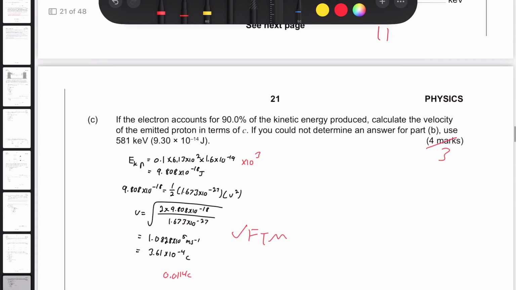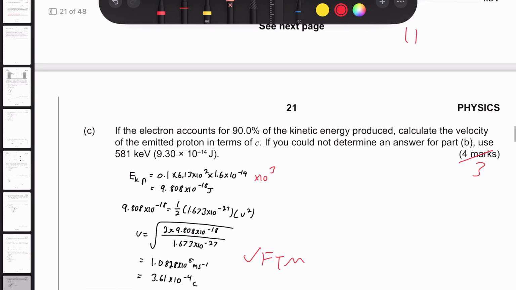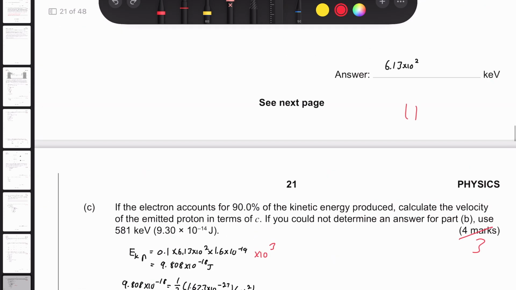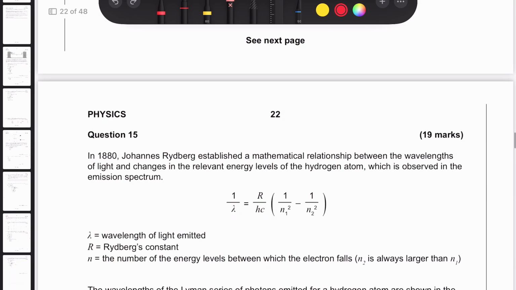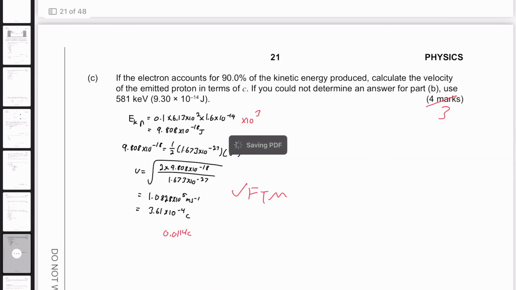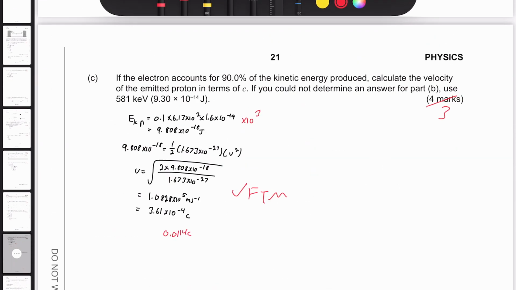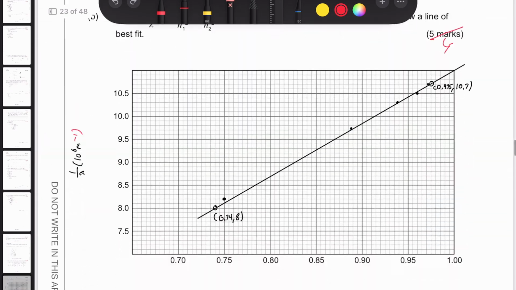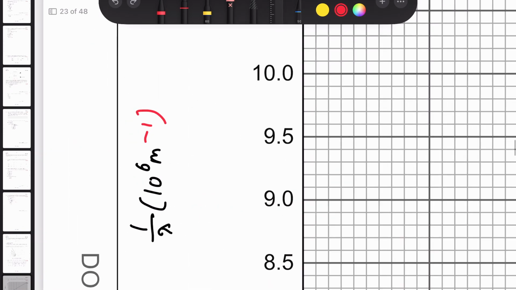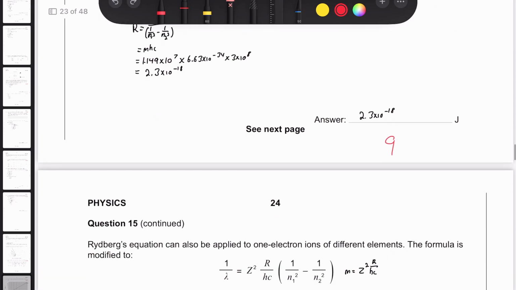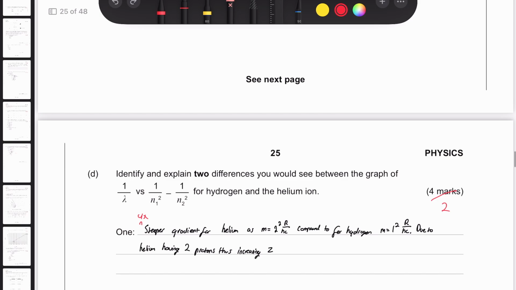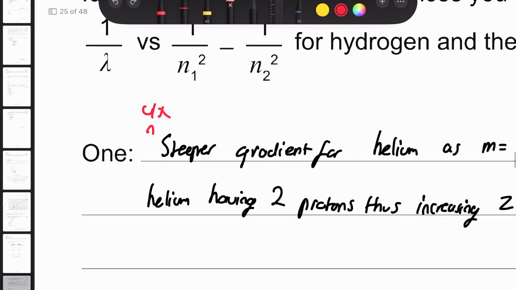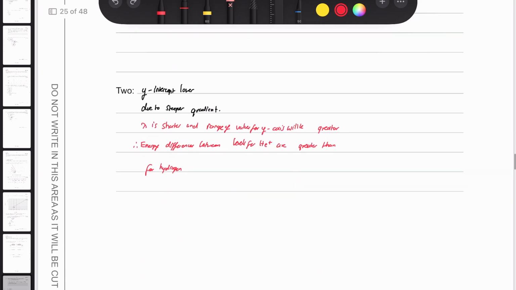I actually did quite well with these ones. Here I just forgot a times 10^3 because it's kilo electron volts, not just electron volts. I gave myself follow through marks. The actual answer would be 0.0114c. Yeah, I gave myself 5 marks there because I did the table. I didn't do this correctly because I didn't put -1 there. It was just meters. And this was good. And then I lost 2 marks here. I maybe could have been more specific and said 4 times steeper gradient. But I gave myself the marks anyway.